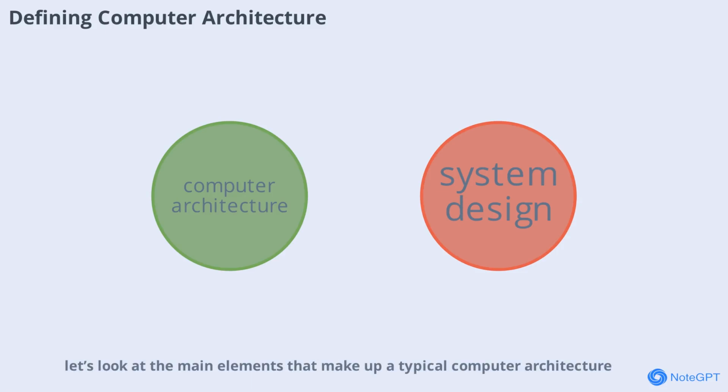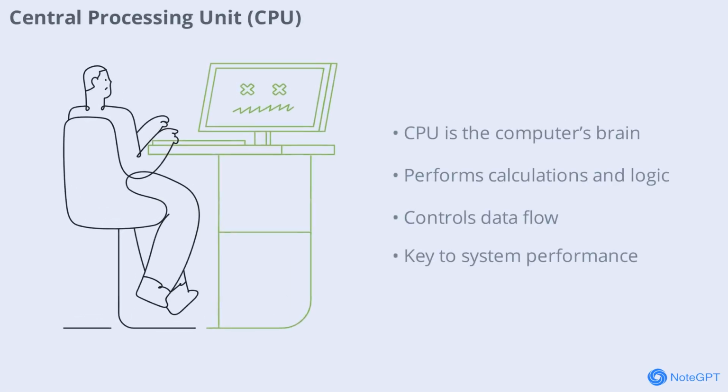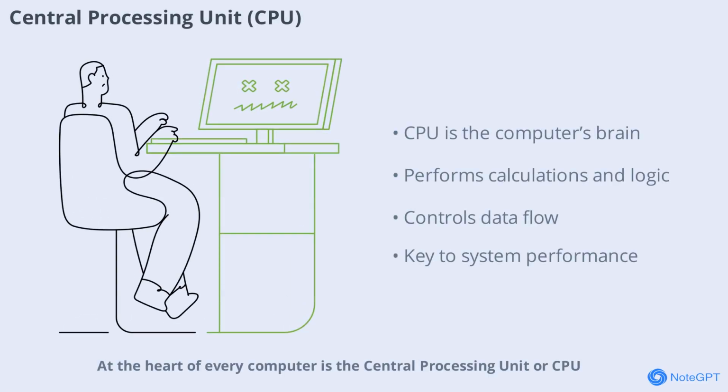Next, let's look at the main elements that make up a typical computer architecture. The heart of every computer is the central processing unit, or CPU. Often called the brain of the computer, the CPU carries out instructions from programs by performing basic arithmetic, logic, control, and input-output operations. It's made up of several key parts, including the arithmetic logic unit, ALU, control unit, and registers. The CPU's speed and efficiency play a huge role in overall system performance. As we move forward, we'll see how the CPU interacts with other components to process data and run applications.